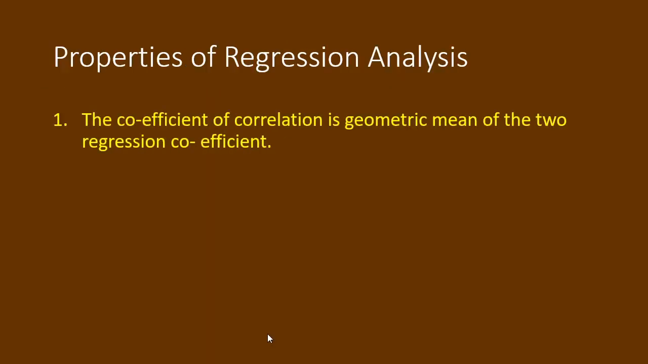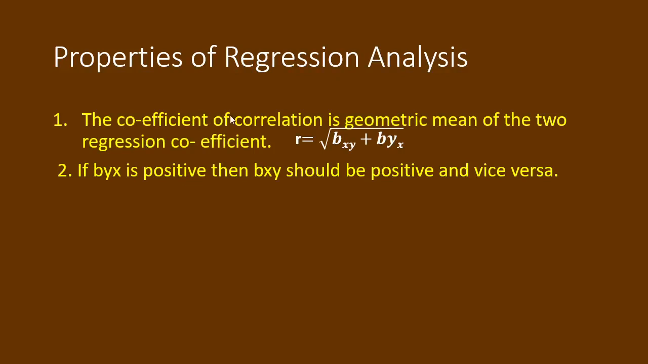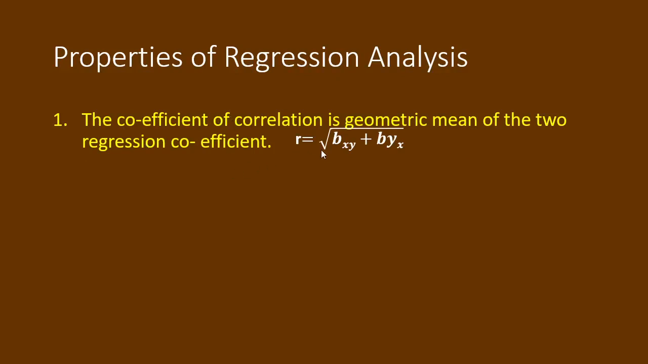So our property is: coefficient of correlation is equal to the geometric mean, so the square root of the regression coefficients bxy times byx. So this is the first property, or first fundamental rule: r is always equal to the square root of bxy times byx.